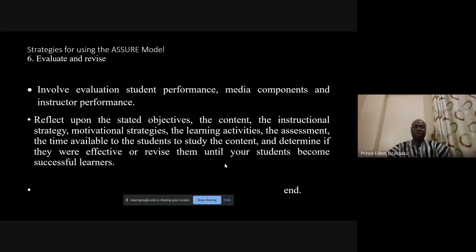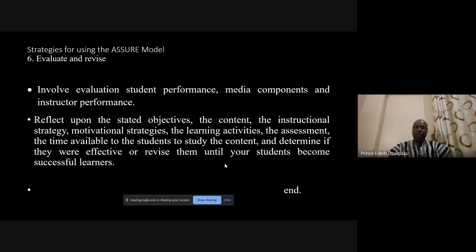Finally, for the Azure model, we come to the point of evaluate and revise. We should be involved in evaluation of the student performance, media components, and instructors' performance. How well are my students performing? How well were the media components I used suitable and appropriate? And were they able to deliver the purposes for which they were selected? And finally, how well did the instructor, or the facilitator, perform? We reflect on the stated objectives in the context of these three.